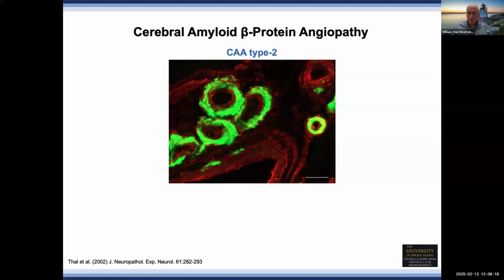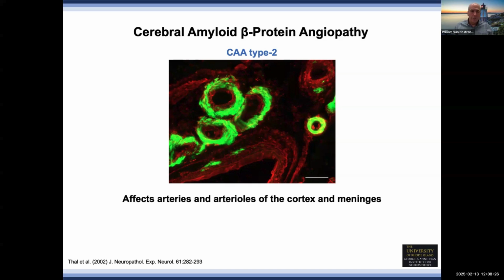So there are two forms of cerebral amyloid angiopathy. The most common form is known as CAA type 2. Here's an example of that shown in a patient. In this case, the amyloid affects arteries and arterioles in the cortex and meninges. And it's shown here that the fibrillar amyloid is largely confined within the vessel wall, as you can see here with the staining with thioflavin S showing the fibrillar amyloid.